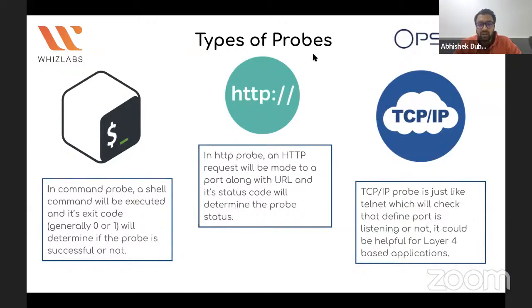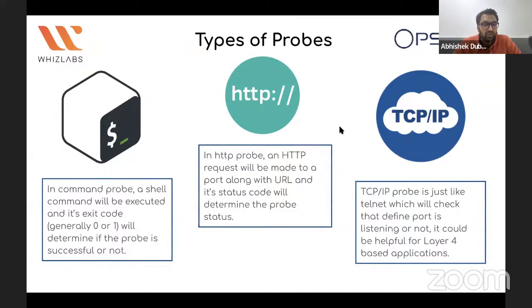That's correct. So for example, let's suppose I have deployed MySQL inside the Kubernetes cluster. But after deployment of MySQL, the 3306 check is passing, but my application is still not responding because some of the tables and some of the databases are still missing. In that case, the TCP IP probe will not be sufficient to check that kind of scenario.